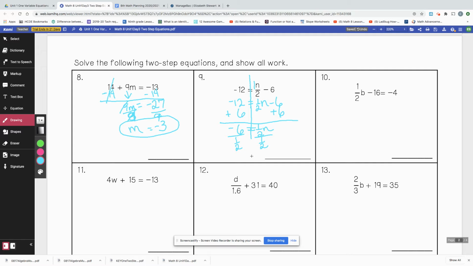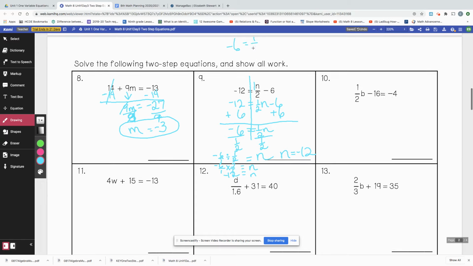On the right side, I have 1/2 times n divided by 1/2. Leaves me with n. Now I love this. A lot of times students think -6 divided by 1/2 is -3, but it's not. -6 divided by 1/2. Can make that -6 divided by 1 times 2 over 1. So n is really going to equal -12. N equals -12.